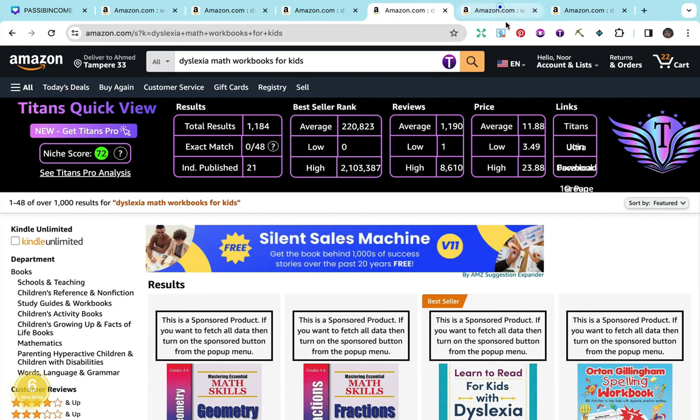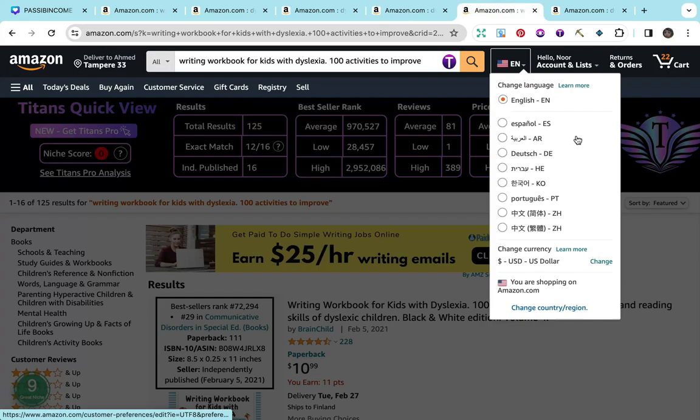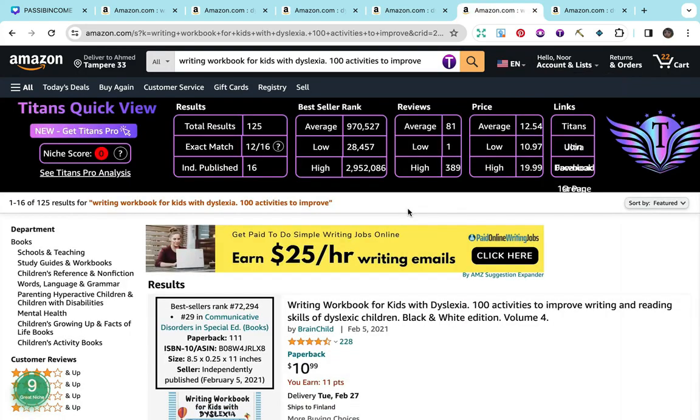So let's dive into the next keyword, which is an ideal keyword to have for the 7 keyword slots. Now, why am I saying 7 keyword slots? Because of a couple of metrics I'm going to talk about. So our keyword is writing workbook for kids with dyslexia, 100 activities to improve, and this one has a total results of 125, so that fits the metric right here.